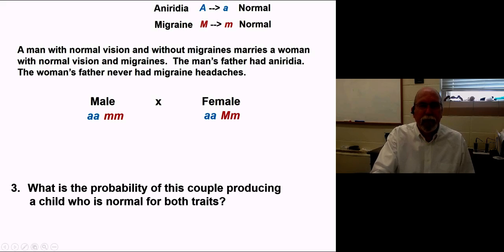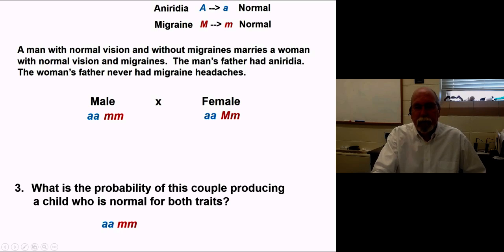Well, it's a simple Mendelian problem, right? You're going to take the vision alleles and multiply those out by Mendel's big six, right here. And you're going to take the migraine alleles and multiply those out by Mendel's big six, right? So what's the probability of this couple producing a child normal for both traits? In other words, to be normal, you'd have to be a complete recessive at both loci. What's the probability of that?